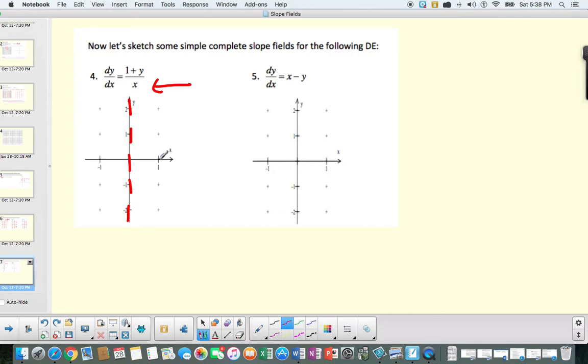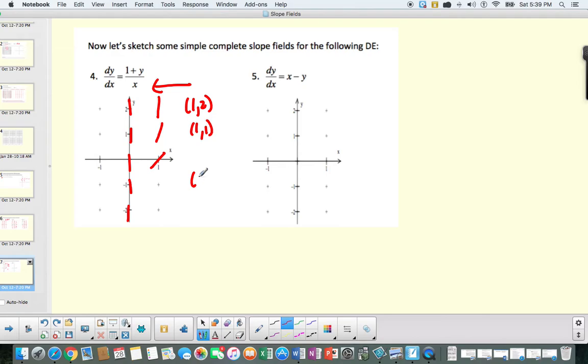Now I'm going to just use this point. This is the point (1, 0). So I'm going to have a 1 here, and I'm going to put 0 in for my y, and that's going to make a slope of 1. Now this is the point (1, 1). So I'm going to put 1 down here and 1 up here, and that's going to be a slope of 2. This is the point (1, 2). So I'm going to put a 1 down here and a 2 here, and that'll be a slope of 3.